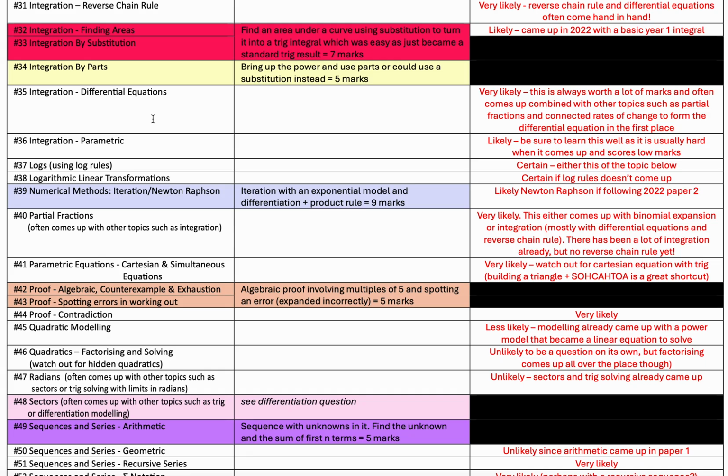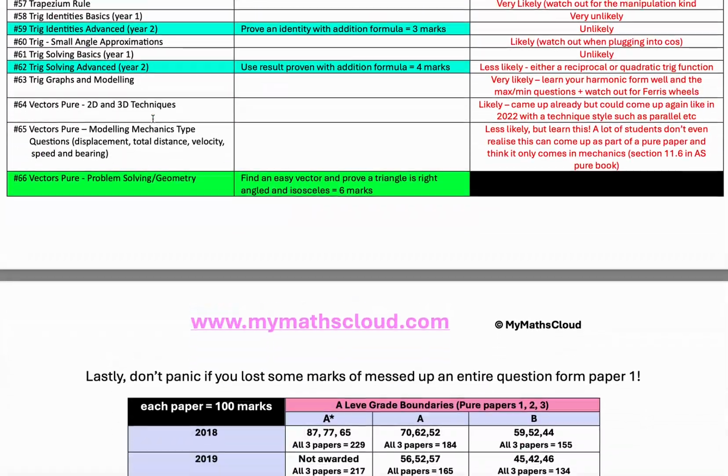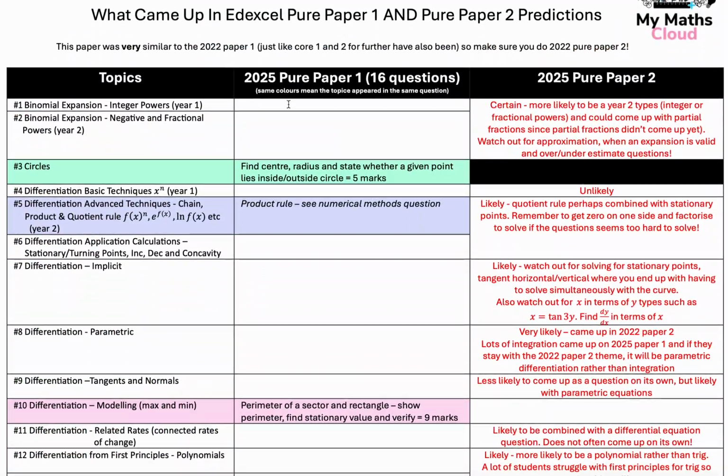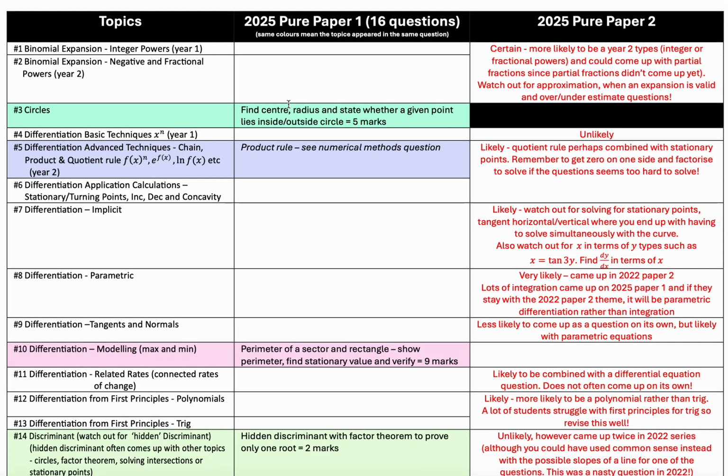So yeah, pretty standard paper, but very similar to the topics that came up for Pure 1 in 2022. So I'd say definitely make sure you go through that paper 2, really important. And what I've just done on this document is I've literally taken all the topics that didn't come up, and some that did come up but come up twice, and I've mentioned that, and I've given you whether it's certain, likely, unlikely, less likely.